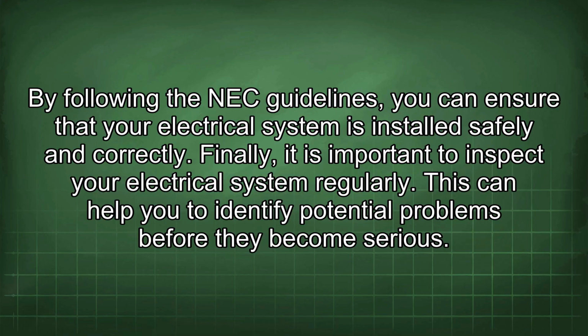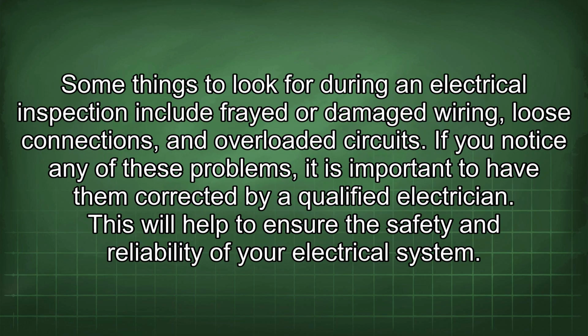Finally, it is important to inspect your electrical system regularly. This can help you to identify potential problems before they become serious. Some things to look for during an electrical inspection include frayed or damaged wiring, loose connections, and overloaded circuits. If you notice any of these problems, it is important to have them corrected by a qualified electrician. This will help to ensure the safety and reliability of your electrical system.